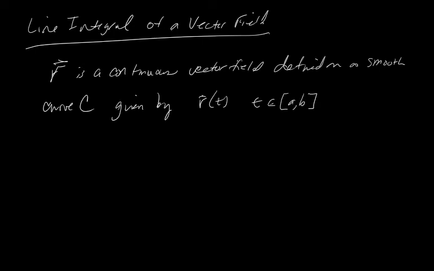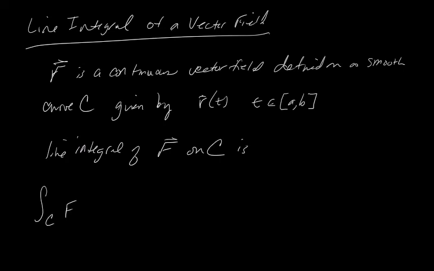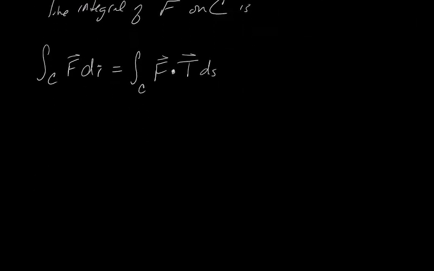The line integral of F on C is the integral over C of F dr, equal to the integral over C of F dotted with T. Remember T, the unit tangent vector, integrated over the arc length of C. That is equal to the integral from a to b of F of x of t, y of t, z of t, dotted with r prime of t dt.